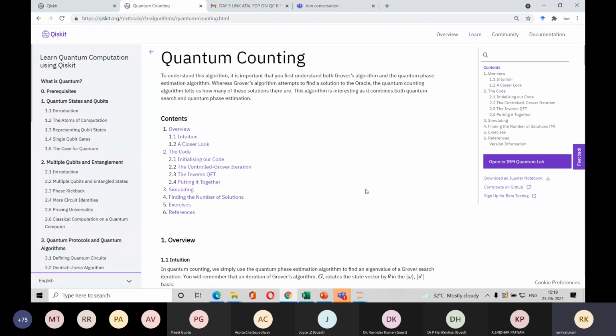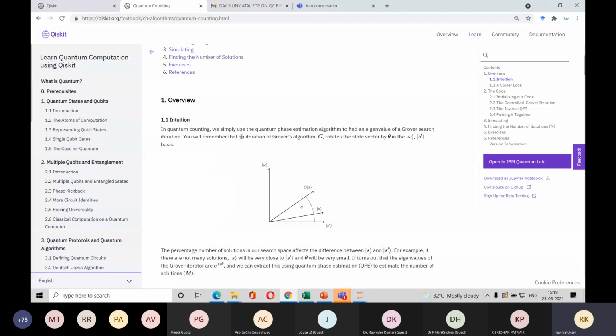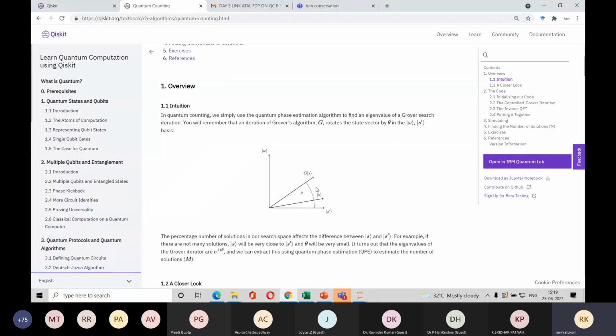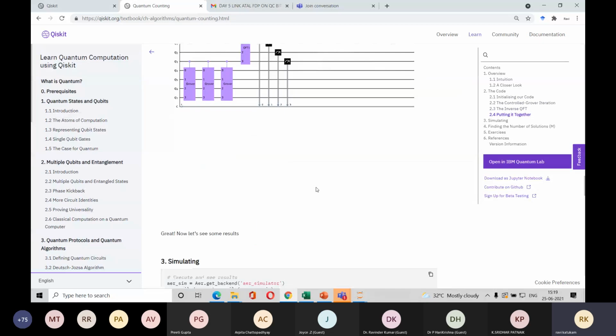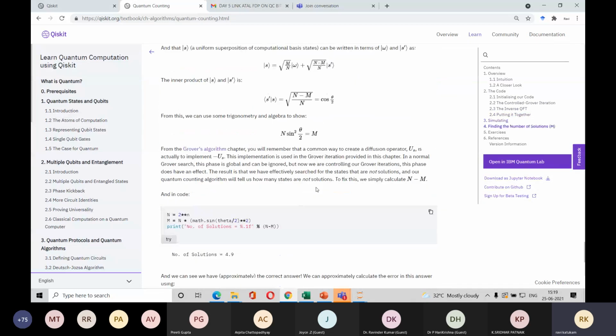So quantum counting, we simply use the quantum phase estimation algorithm to find the eigenvalue of a Grover search iteration. You will remember that in an iteration of Grover search, Z rotates the state vector by theta. So that's the amplification, the rotation part. So it's more similar to the Grover application, quantum counting also.